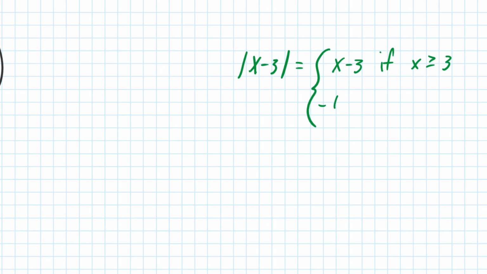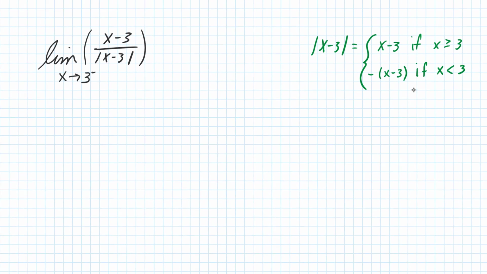Now, it's the opposite of that quantity if the quantity is negative. And this quantity is going to be negative if x is less than 3. So for example, if x is 2, you'll get 2 minus 3, which is negative 1, and you'll have to multiply it by negative 1 to get a positive result. So 3 is sort of the cutoff point here, and that's what this absolute value means algebraically.